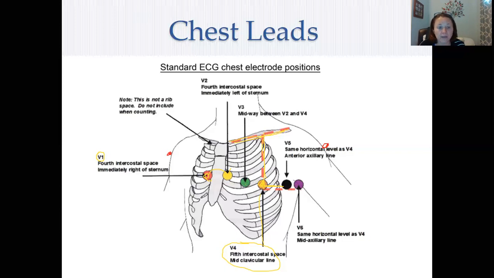So you may have noticed that there were only 4 stickers that we talked about, right? There were the 4 limb leads, and then 6 V leads, or chest leads. So that's only 10, and we call it a 12-lead EKG. That is because, remember, we talked about the views that you get. With those 10 leads, you get 12 views. So that is why it's called a 12-lead, not a 10-lead.